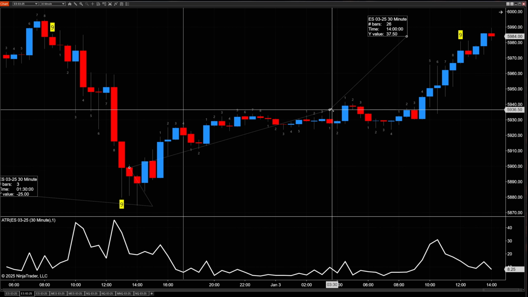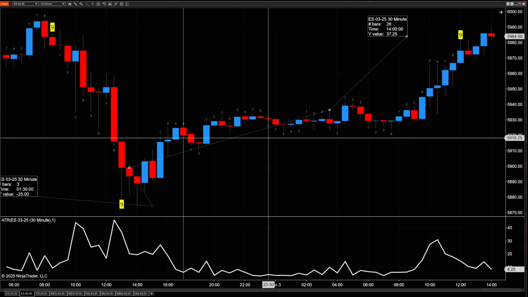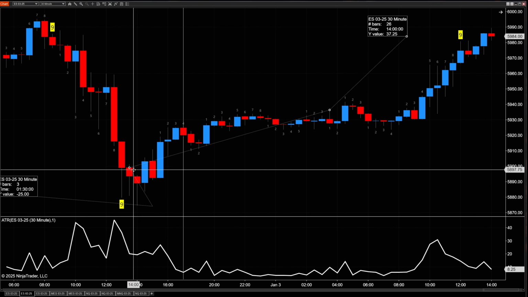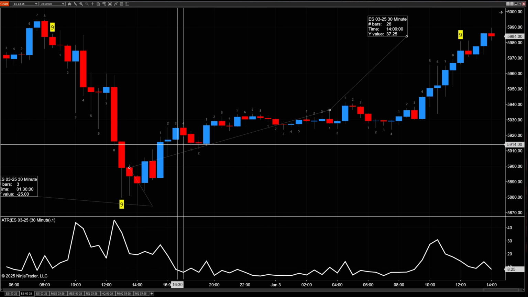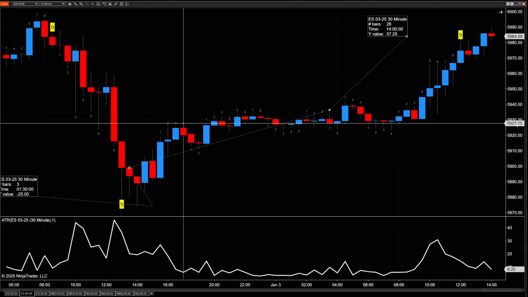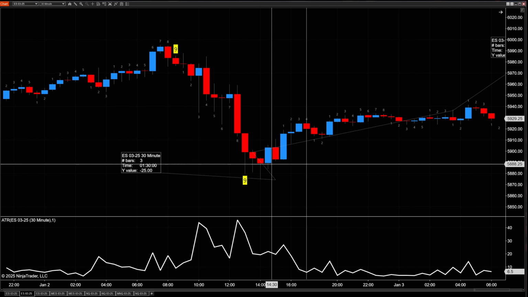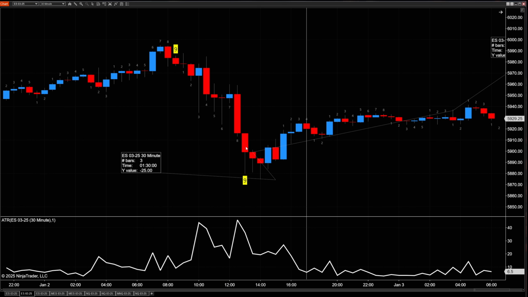In this example, once the market got roughly right about here, your stop loss was then moved to break even. Then it continued to trail price up. Now, what I'm going to do with this is let's go ahead and actually see where the actual stop loss would have been in this example.